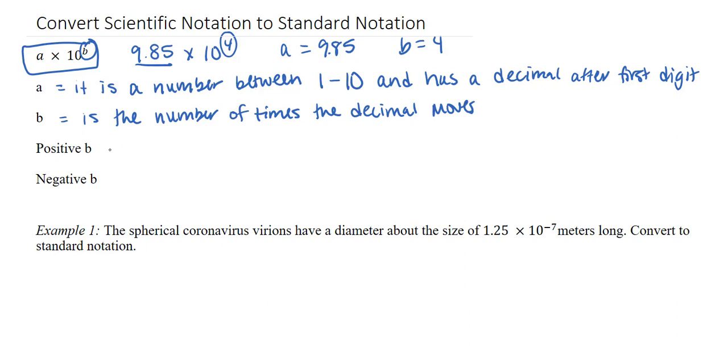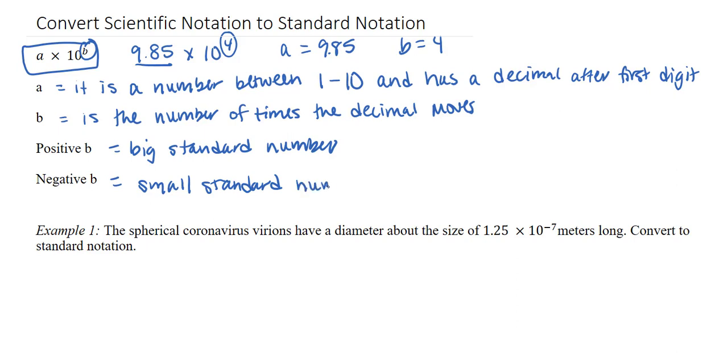So that means we're going to get a very big standard number, right? Or if it's negative, then we're going to have a small standard number. So let's look at this example below to help us understand this.